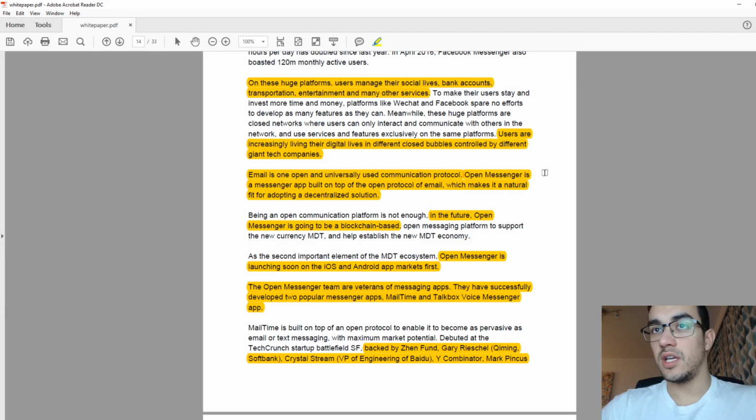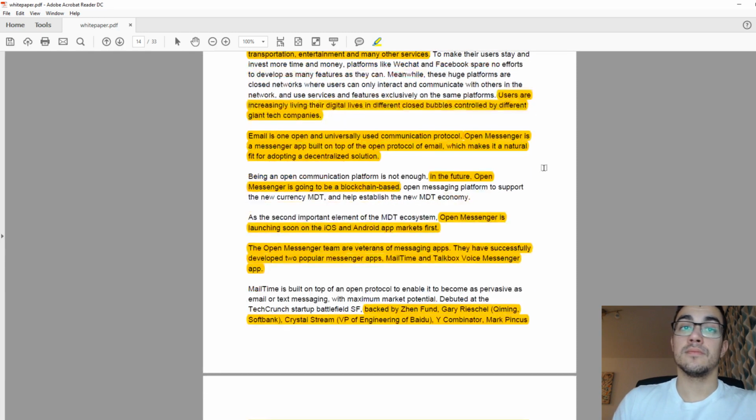Open Messenger, the MDT Open Messenger, is a messenger app built on top of the protocol of email, which makes it a natural fit for adoption as a decentralized solution. In the future, Open Messenger is going to be a blockchain-based product, but in the beginning it will have some support from the MDT team. Open Messenger is launching soon on the iOS and Android app markets first.